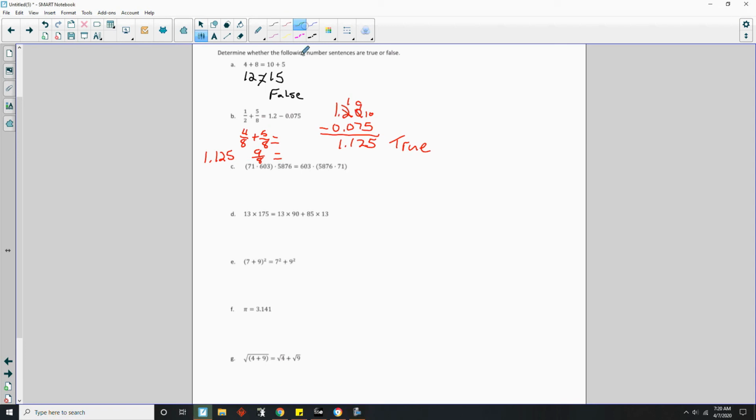Okay, part C. 71 times 603 times 5,876 equals 603 times 5,876 times 71. Okay, so I'm not going to do the actual calculation on this, but I see that there is a 71 and a 71, and there is a 603, and here is a 603, and here is 5,876, 5,876. So the same numbers are on both sides of the equal sign, and order doesn't matter in multiplication, that is the commutative property.